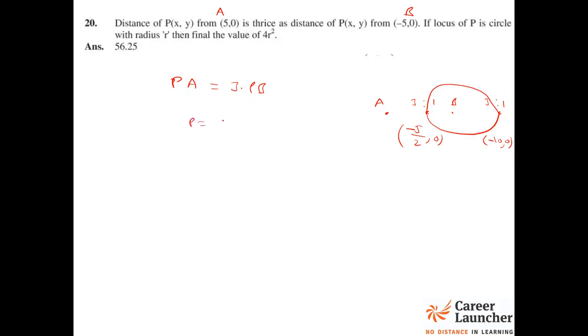You can apply the section formula for this. To find the point P, it will be mx2 plus nx1 upon m plus n, and the same way for the y coordinate. The ratio is 3:1 internally and 3:1 externally. This will become the radius. So what will be the diameter? 2r will be the diameter. The distance between the 2 points is 15/2, which is 7.5. We need to find 4r square, which is 7.5 whole square, which will become 56.25. This is a relatively easy question to solve.